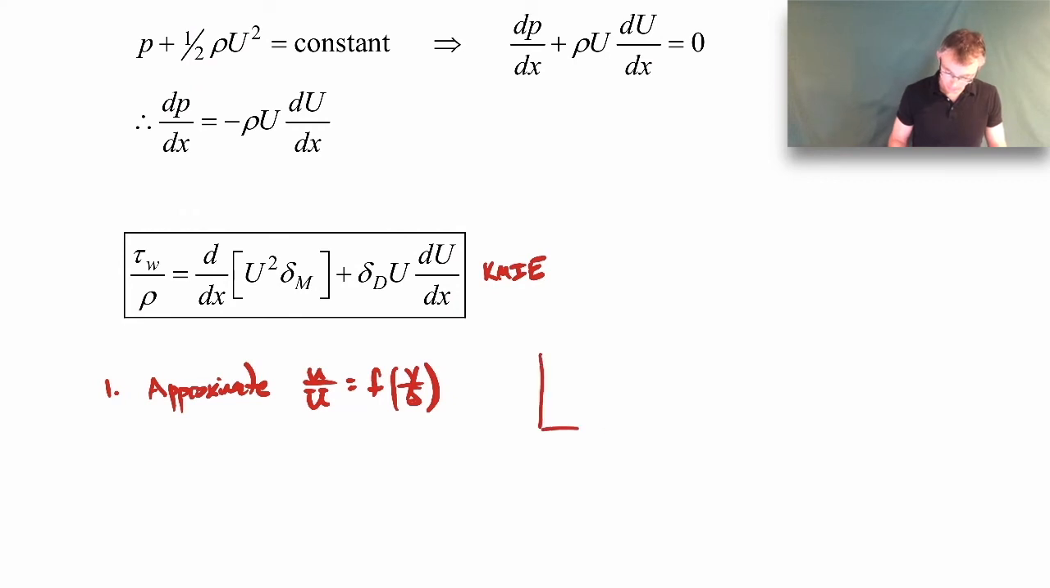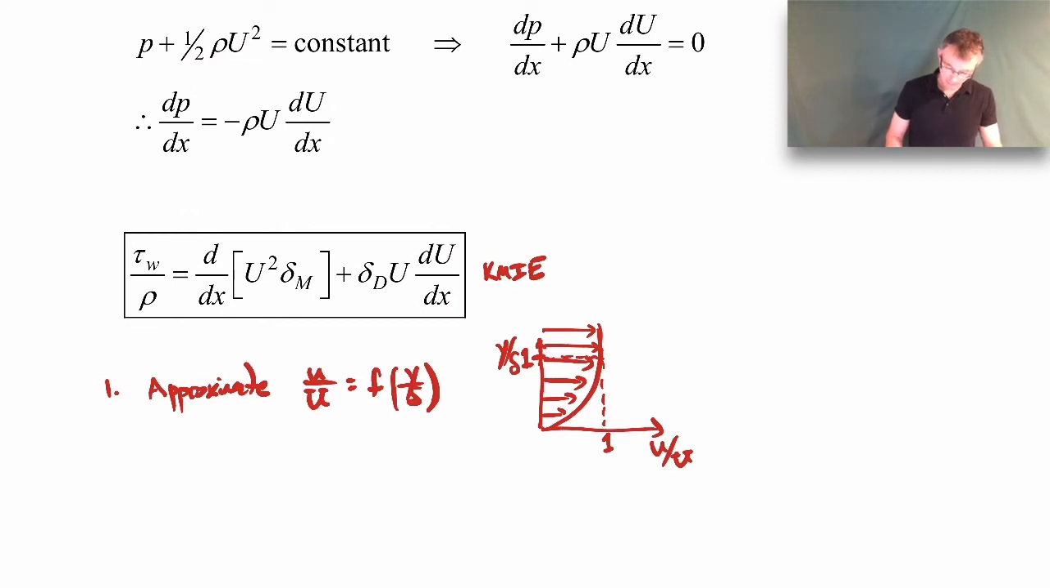So remember, our velocity profile looks something like this. Let me put this in dimensionless terms. This will be y over delta, and this will be our value of 1. And then down here, this will be little u over capital U, and that'll be a value of 1. So at the 99th percentile value for the boundary layer, little u over capital U is equal to 1.